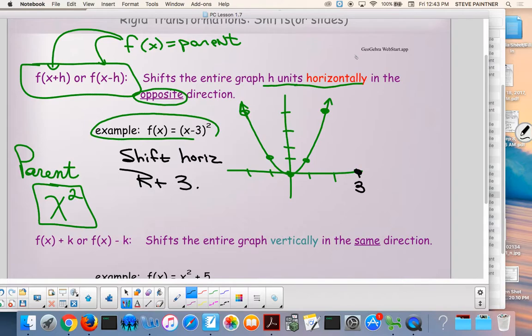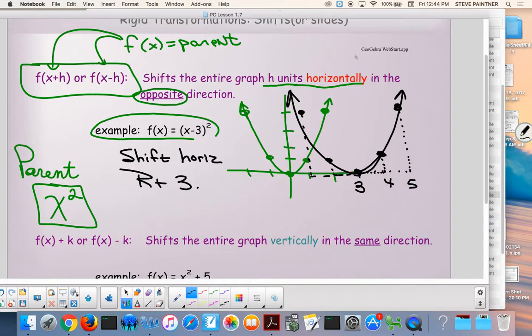And if I knew what the parent did, I wouldn't even draw the parent. I just go, my vertex is 0, 0. Right 3 is 0. Now it's 3, 0. Then I just do this. Every parent goes right 1, up 1. Right 2, what? Up 4. So this is 5, this is 4. And I can see it. Left 1, up 1. Left 2, up 4. There. Okay.